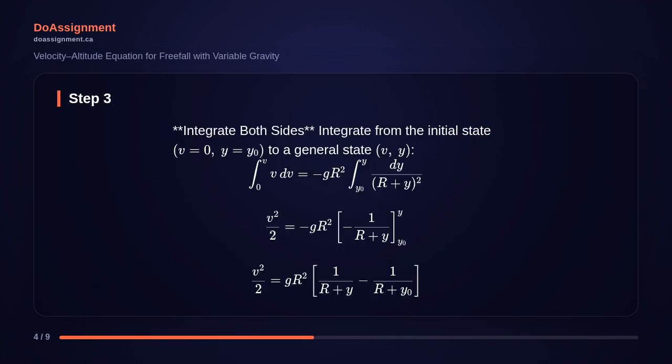We integrate both sides. The left side gives v squared over 2. The right side, the integral of 1 over r plus y squared, is negative 1 over r plus y. Evaluating the limits and simplifying, we get v squared over 2 equals g r squared times the quantity 1 over r plus y minus 1 over r plus y naught.